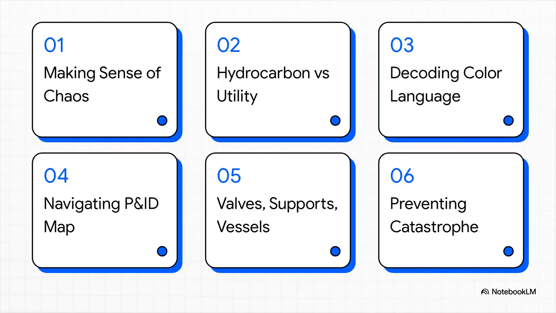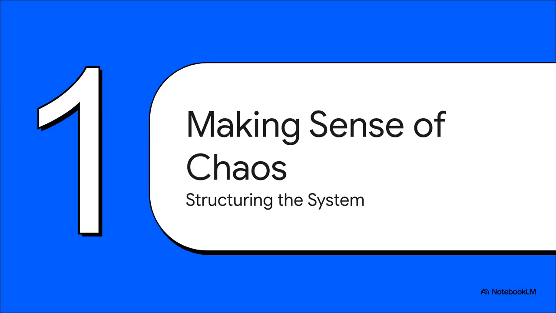Okay, let's dive right into this. We'll be covering 6 key areas today: making sense of the chaos, hydrocarbon versus utility systems, decoding the color language, navigating the P&ID map, understanding valves, supports, and vessels, and finally, the codes that prevent catastrophe. Starting with part 1, making sense of the chaos and structuring the system.